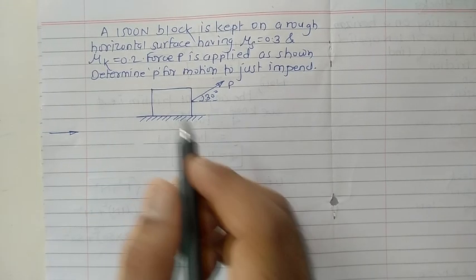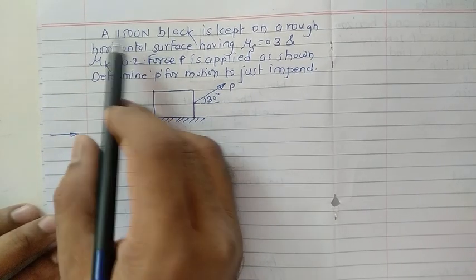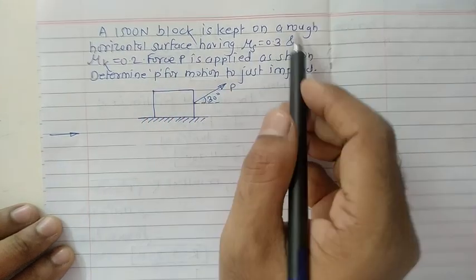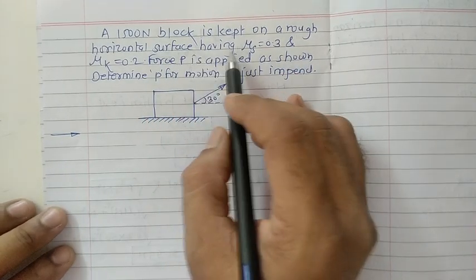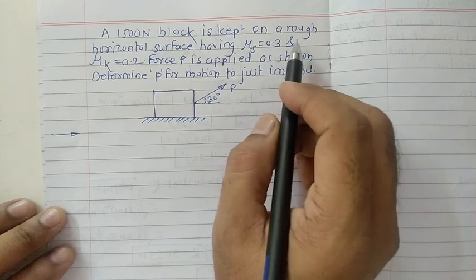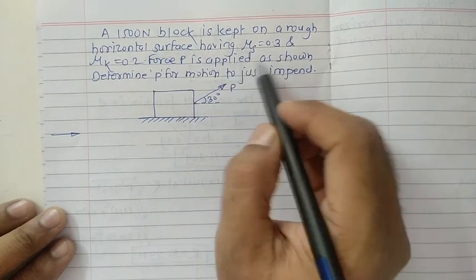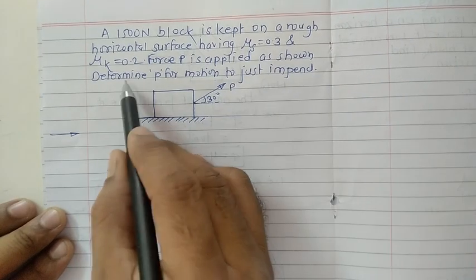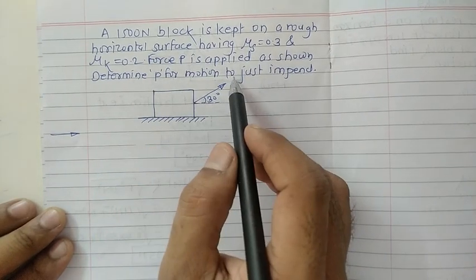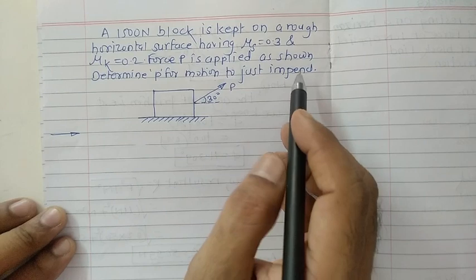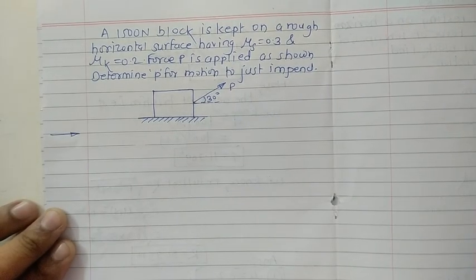Let us start with the next problem. A 500 Newton block is kept on a rough horizontal surface having mu s equals 0.3 and mu k equals 0.2. Force P is applied as shown in the figure. Determine P for the motion to just impend. Okay, now first of all, draw the free body diagram of the given system.